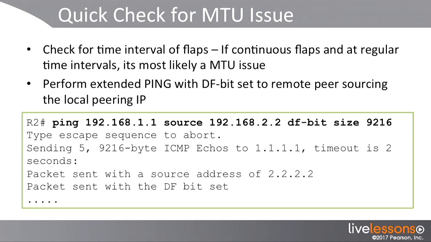To overcome the problems of MTU issues, you can use the Path MTU Discovery feature. The Path MTU Discovery feature can be enabled on the router using the command ip tcp path-mtu-discovery. Let me show how you can configure Path MTU Discovery, and let me also show you how you can verify the MSS value.